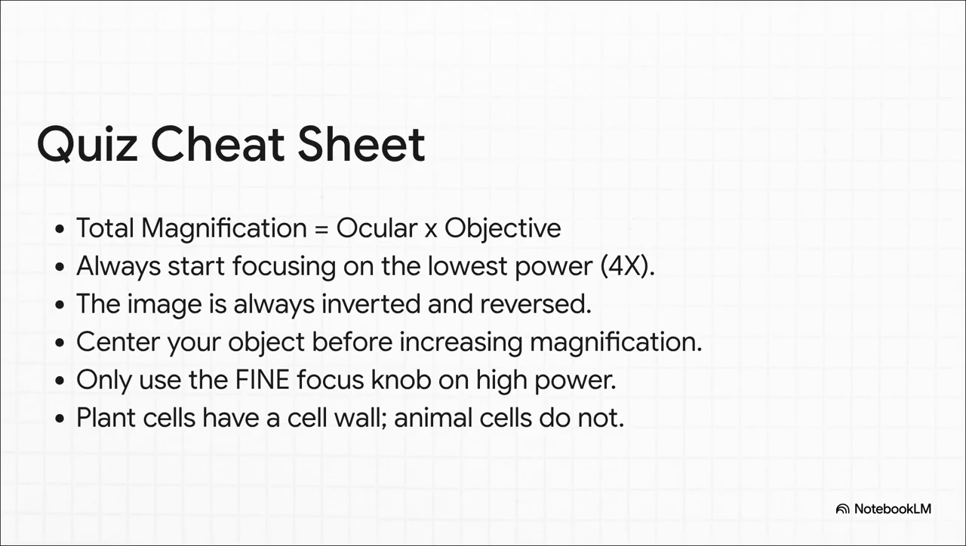Okay, let's wrap it all up. This is your ultimate cheat sheet. Total magnification is just the ocular lens times the objective lens. Always start focusing on the lowest power, 4x. Remember, the image is flipped upside down and backwards. Center your object before you zoom in because the scope is paracentric. And I'll say it one last time, only use the fine focus knob on high power. And for your investigation, the big takeaway, plant cells have a rigid cell wall, a perfect example of a dependent variable you'll be looking for.